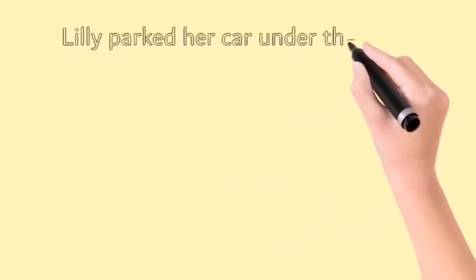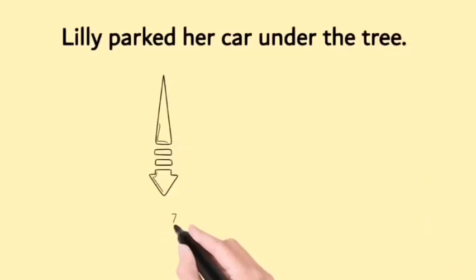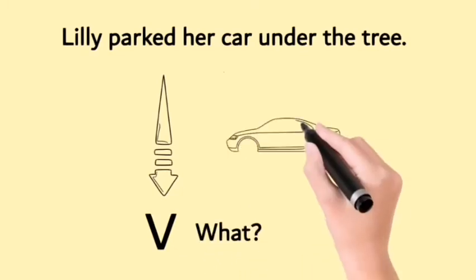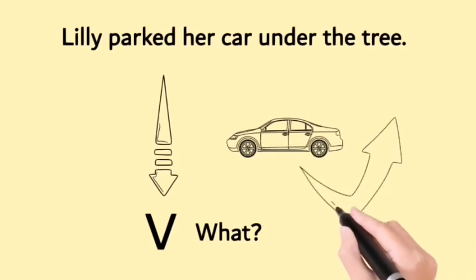Lily parked her car under the tree. Parked is the verb here. Parked what? Her car. So her car is the object in this sentence.